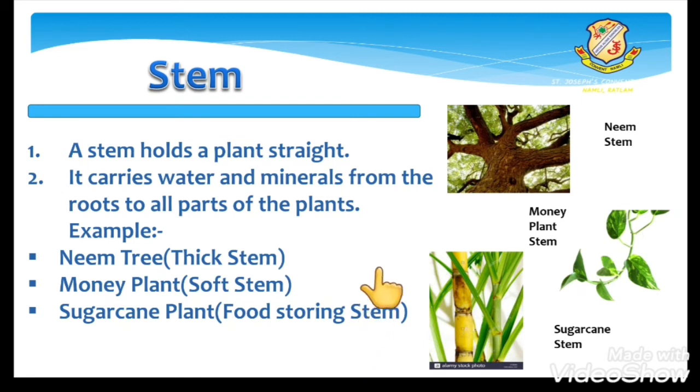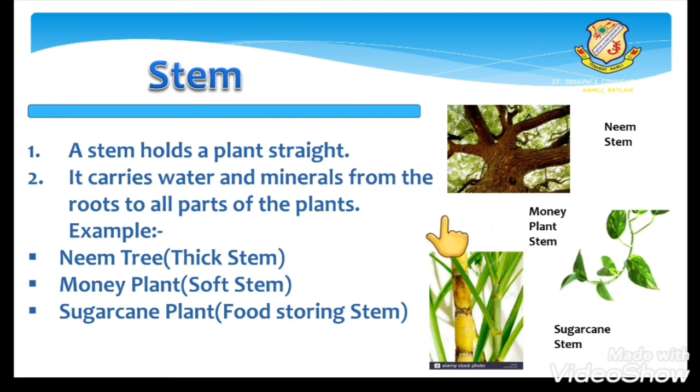In the first image you can see that the neem stem is thick in size, so we can call the stem of the neem a thick stem. In the second image you see the stem of a money plant. The money plant stem is called a soft stem because it can break even by folding. Money plant is a climber plant, so its stem is called a soft stem.